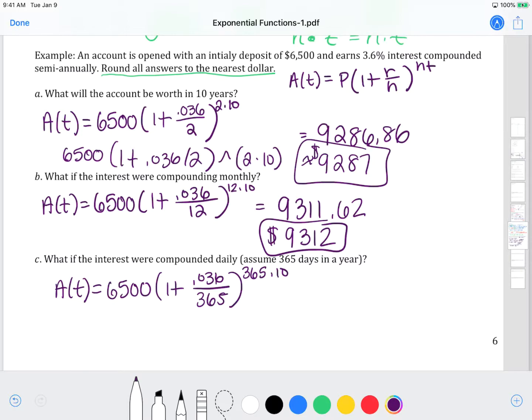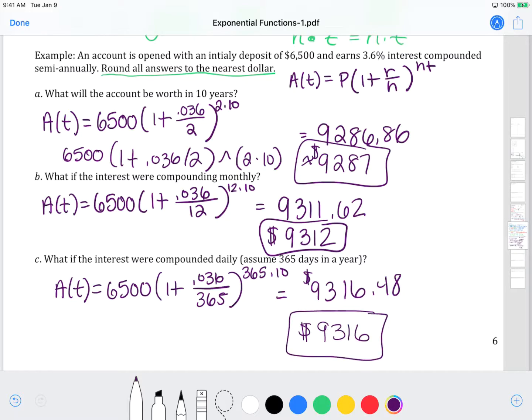And when we do that, we're going to get $9,316.48. Now, if this was your online homework, you want to make sure you follow the directions so you can get credit. So make sure for your final answer, if this was your online homework, you put it in as $9,316 because you have to round to the nearest dollar.